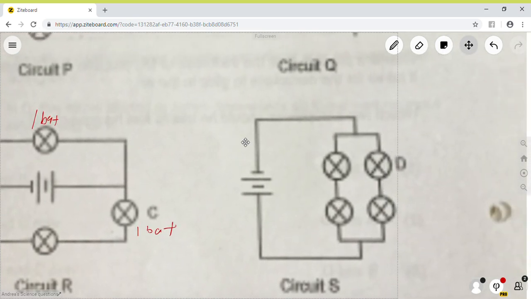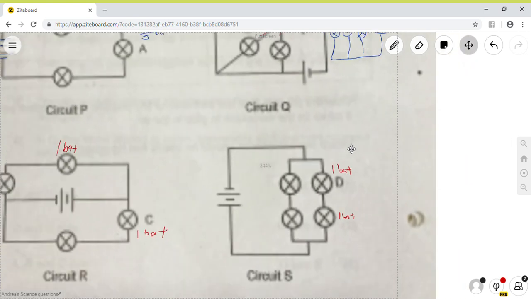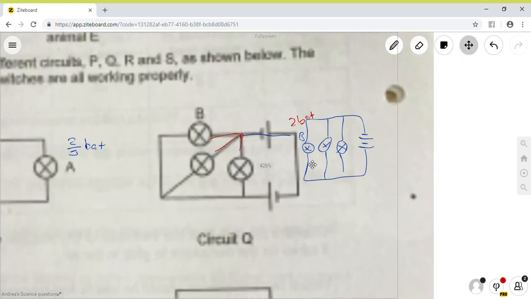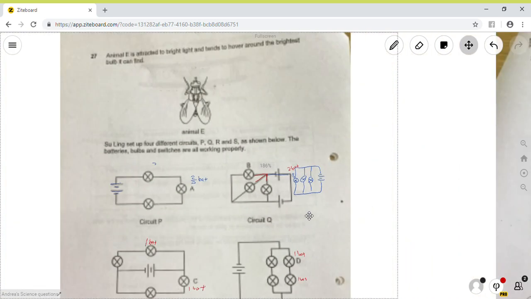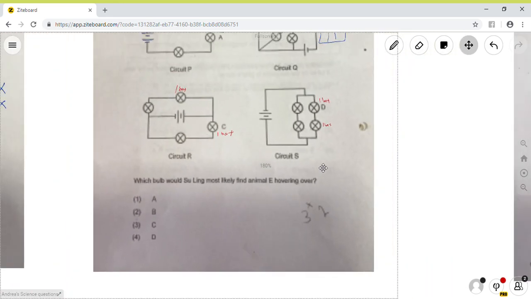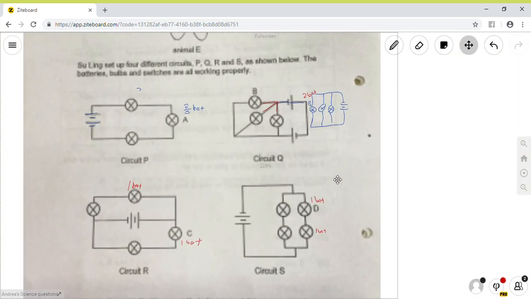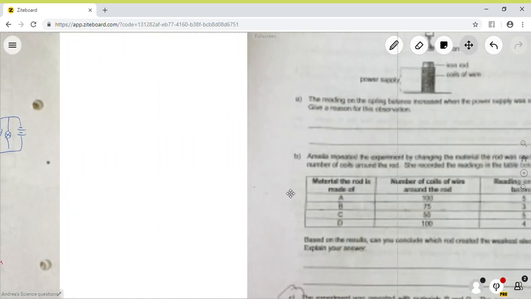Next one. Here this is parallel again, but D also only gets the power of 1 battery, because you see 2 power here, but they divide by 2, so this one gets 1 battery. Now you want to see which one is the brightest. It's the one with 2 batteries. This one. That's it. So it's B, the brightest. Is this okay? Okay, next one.